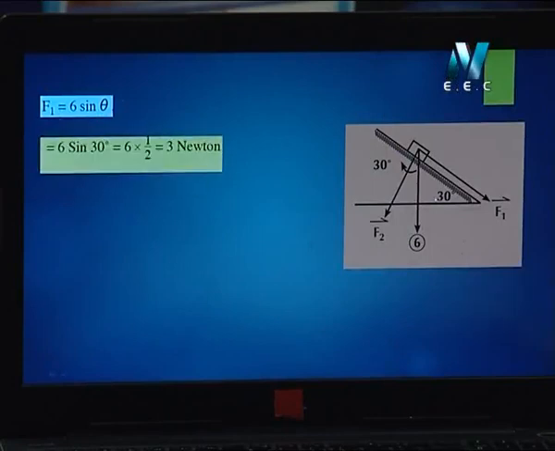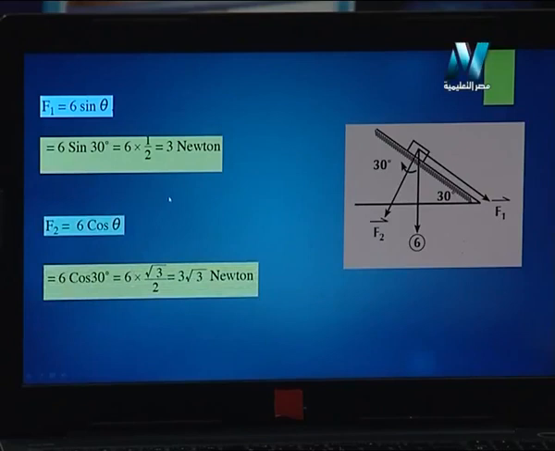F1 here equals 6 sine theta. Theta here is 30. So 6 sine 30 equals 6 multiplied by half, which equals 3 Newton. F2 equals 6 cosine theta. So 6 cosine 30 equals 6 multiplied by root 3 over 2, which equals 3 root 3 Newton.